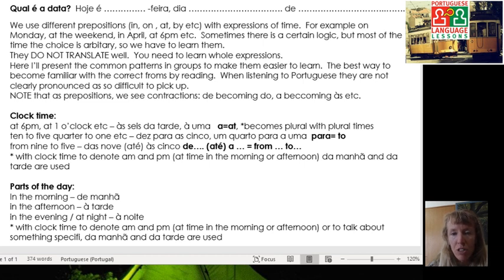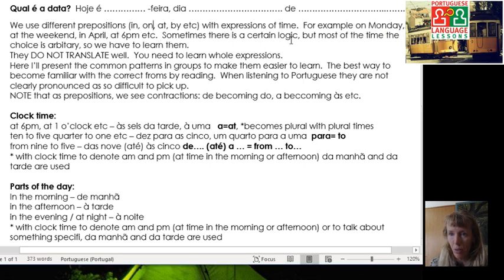When we're talking about actions or things, the translation is clear, but the prepositions in, on, at, by, etc. don't always have exact equivalents in different languages. Okay, so sometimes we can work out a certain logic. Mostly the choice is arbitrary and we just have to learn them. Okay, so if I think about English, on Monday, at the weekend, in April, at 6 p.m. Why am I choosing on, at, in? There may be some reason or logic that we could eventually get to, but it's a lot easier just to learn that that's how it is.